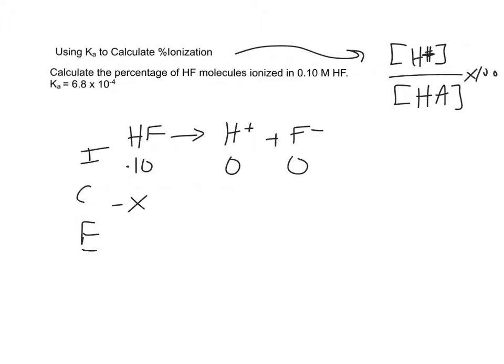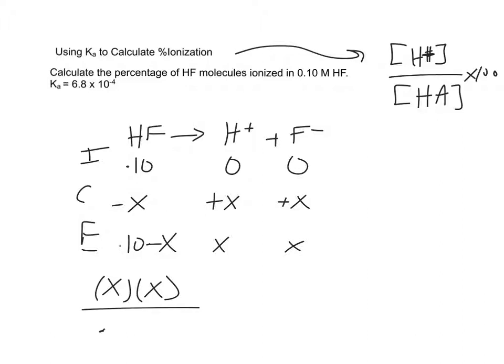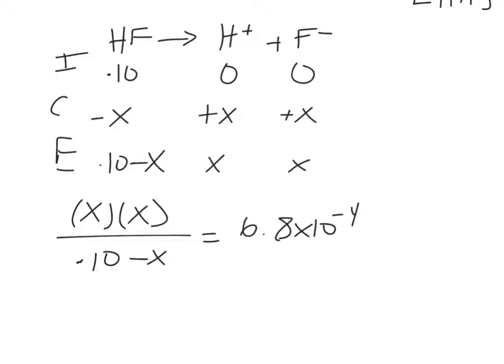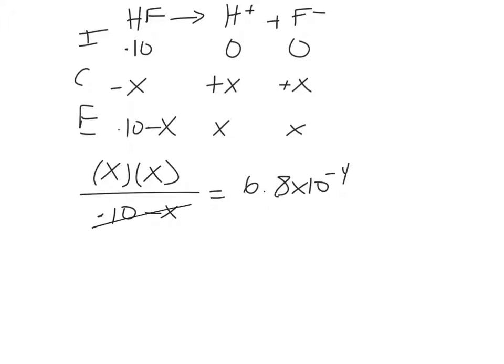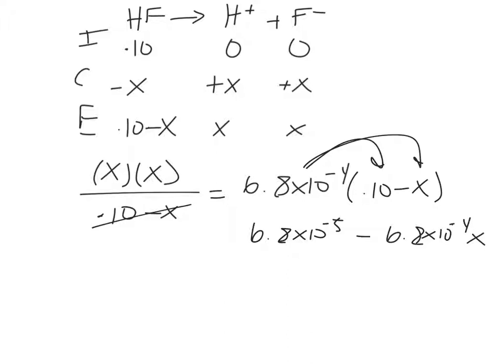We've got a change in X of each one of the chemical species, so I've got 0.10 minus X, X, and X. I'm going to put X times X on the top because those are my two products over 0.10 minus X and set that equal to 6.8 times 10 to the negative fourth. Using algebra, I'm going to rearrange this so that 0.10 minus X is over here, and I'm going to distribute to find out that my two answers are 6.8 times 10 to the negative fifth and negative 6.8 times 10 to the negative fourth x.